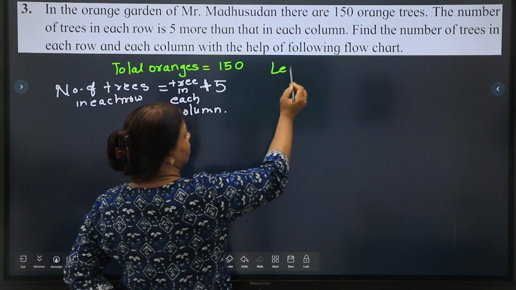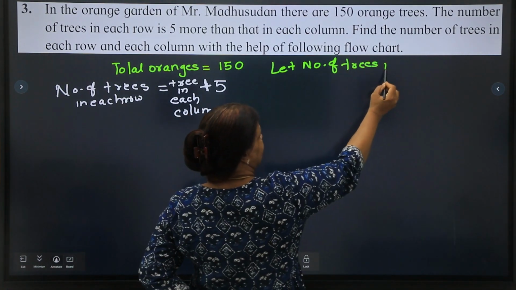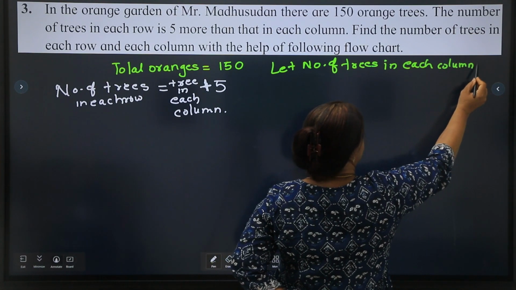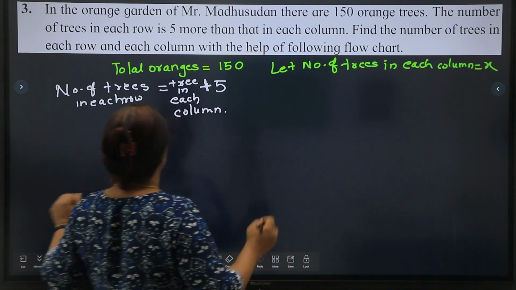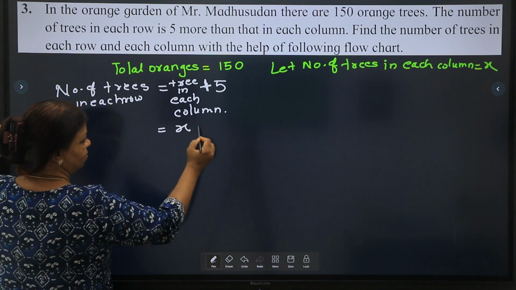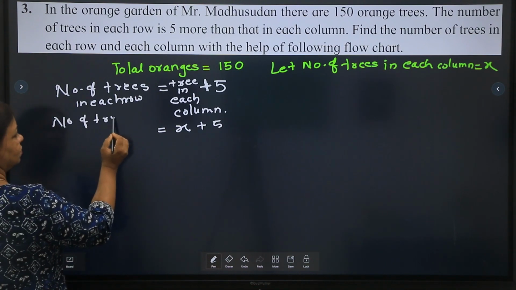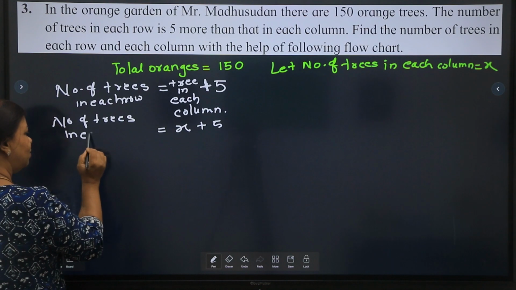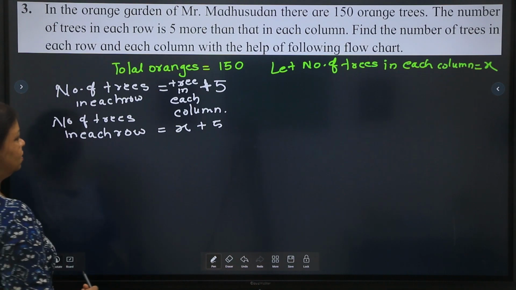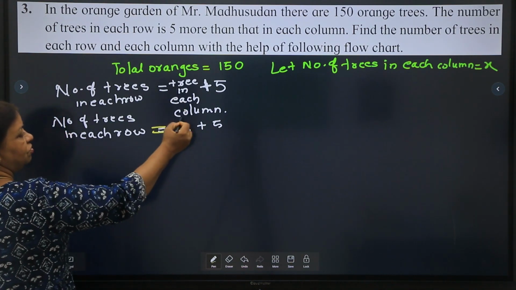Let number of trees in each column be x. So if number of trees in each column is x, plus this 5, so number of trees in each row will be x plus 5. Clear? These are the number of trees in each row and these are the number of trees in each column.